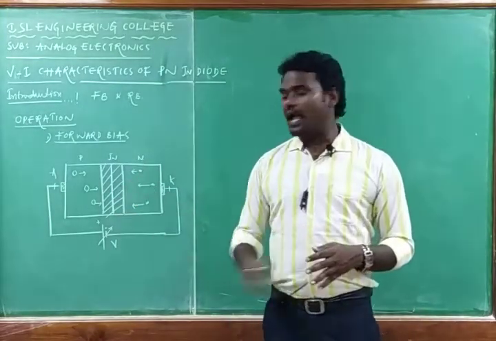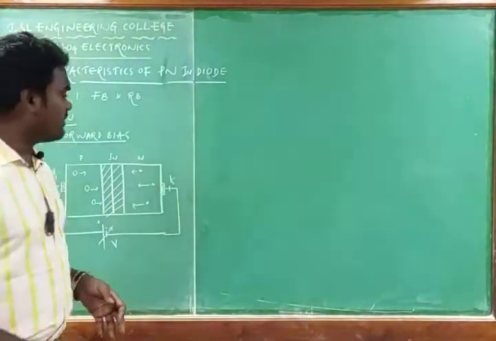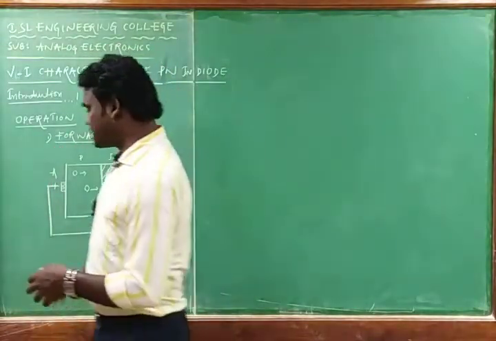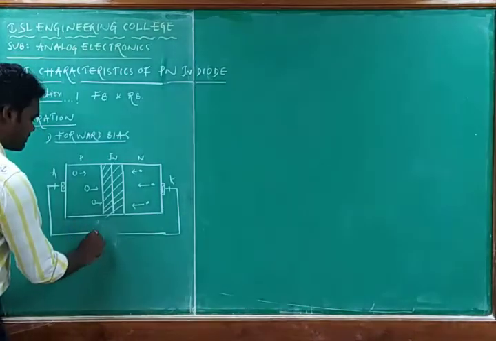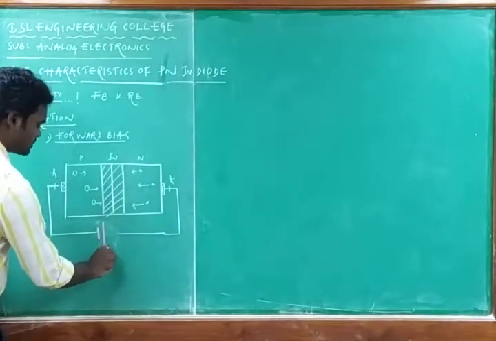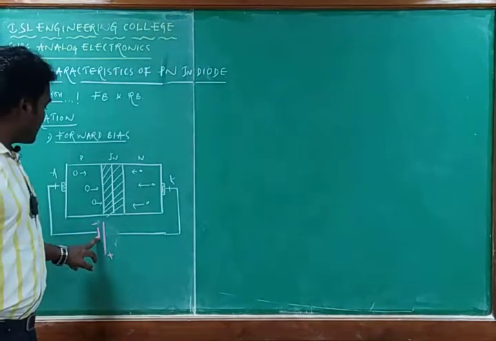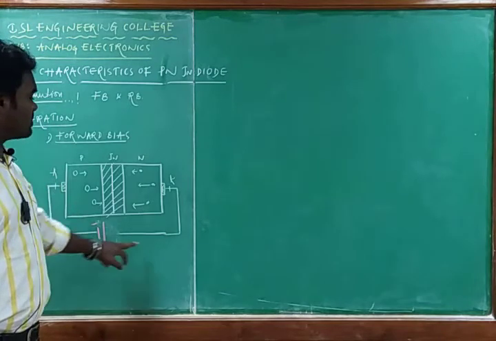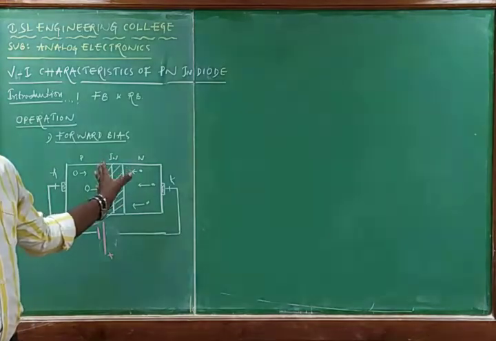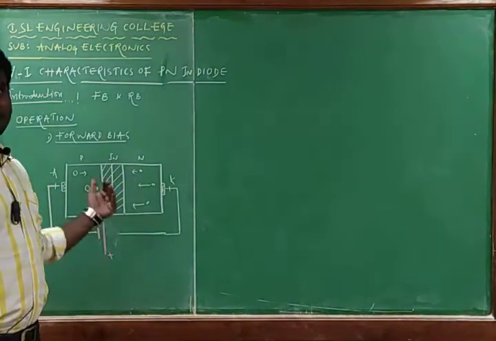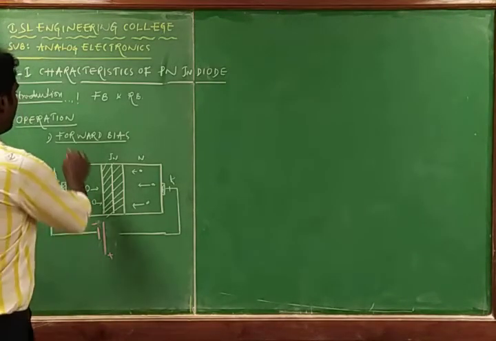Reverse bias means what? Anode of the PN junction diode is connected to the negative terminal of the battery, and cathode of the PN junction diode is connected to the positive terminal of the battery. Now we are changing the polarities of the battery. Now it is negative and it is positive. Negative terminal of the battery is connected to the anode, and the positive terminal of the battery is connected to the cathode. Then this bias is named as a reverse bias. Earlier we discussed the operation of the PN junction diode in forward bias. Now it is a reverse bias.